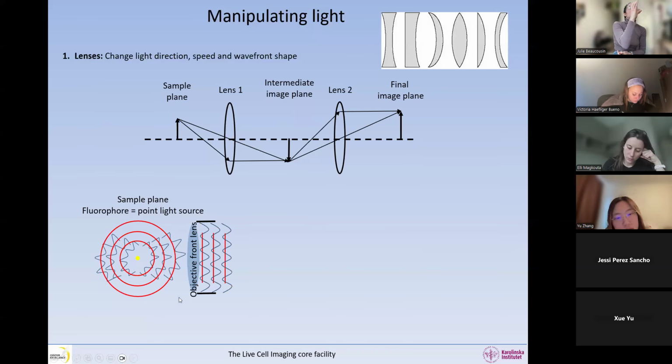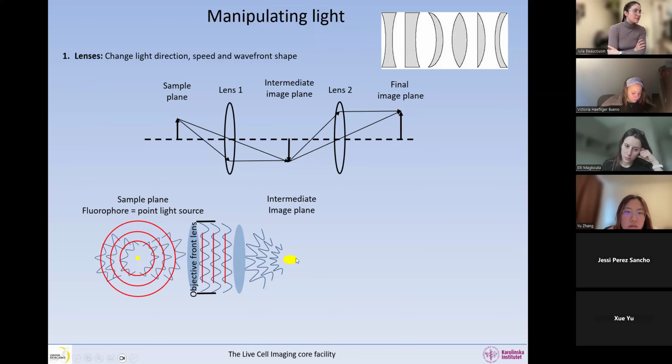And then we put a lens in front of it. That is the objective, and these are the edges of the objective. This lens is going to change the light, and now we have a flat wavefront. Then we put another lens, and we get a curved wavefront again. And what do we get here? We get an image. So this is our intermediate image plane, an image of our little fluorophore.